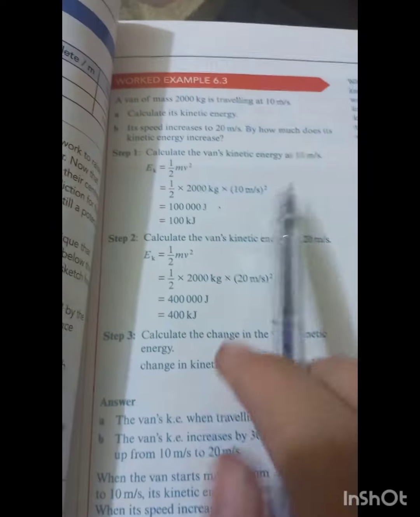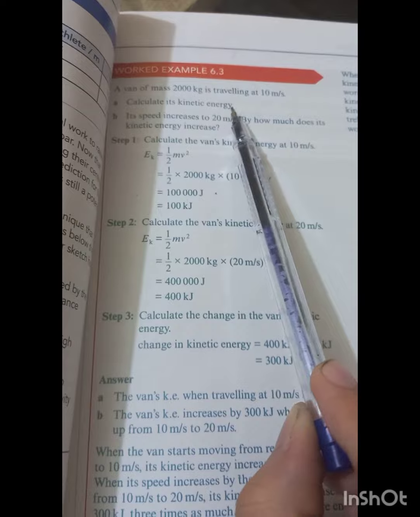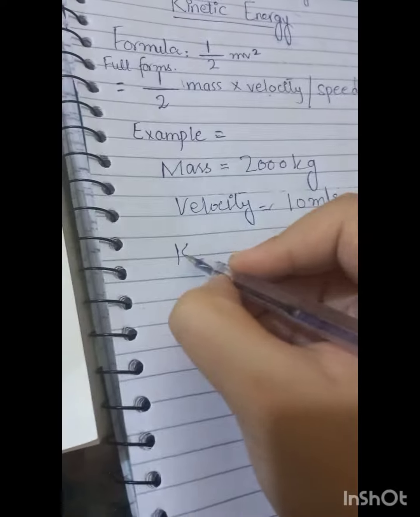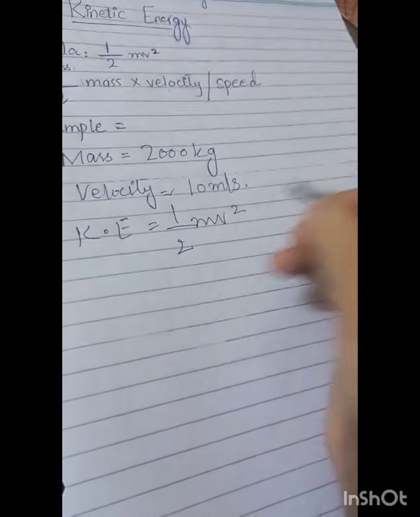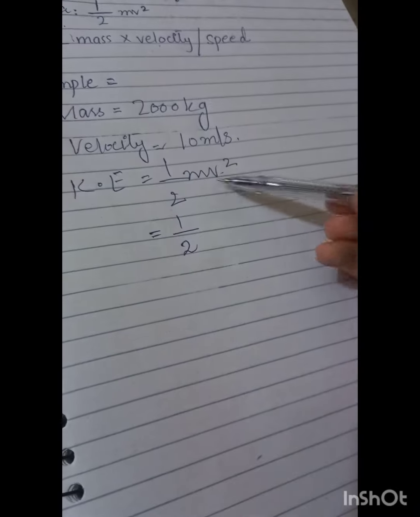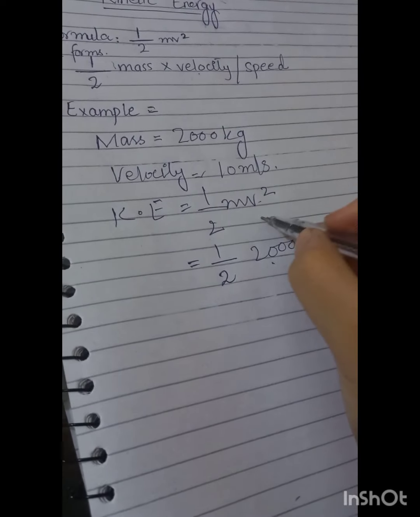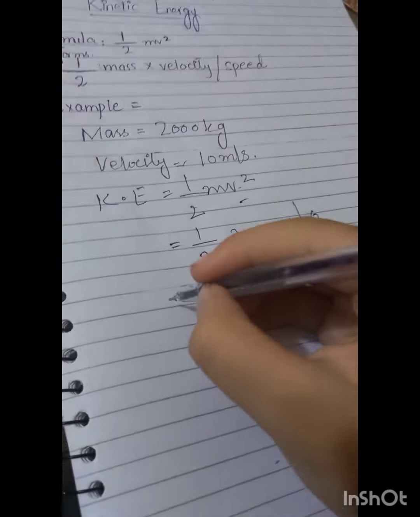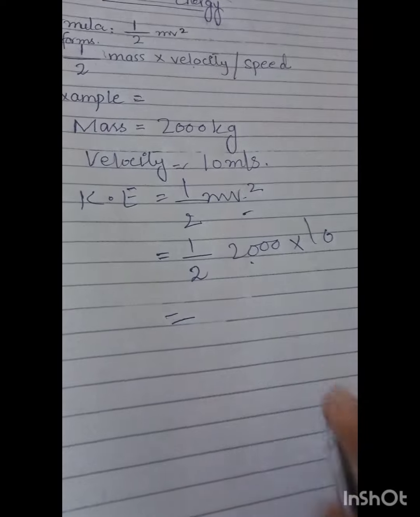Now, what we have to find, there are two parts. We have to calculate its kinetic energy. So let's do it first. To find it, we have to write the formula first, which is 1 over 2 mv squared. Then put values according to the formula. Our mass is 2000 and our velocity is 10 meters per second. Let's solve it.